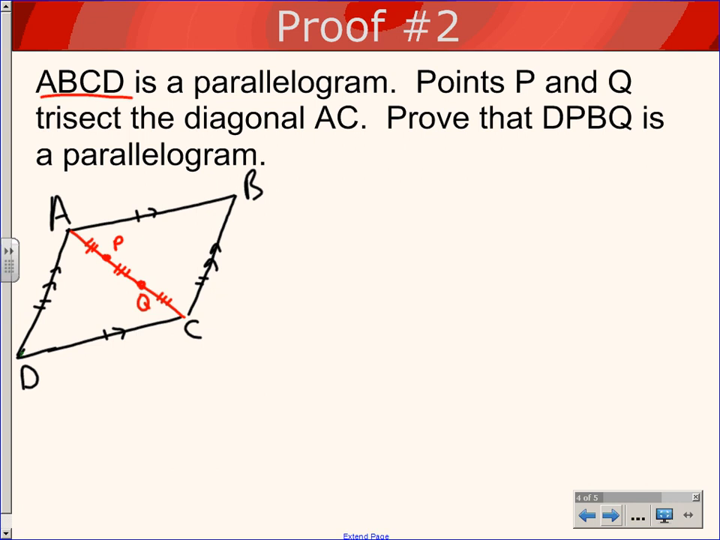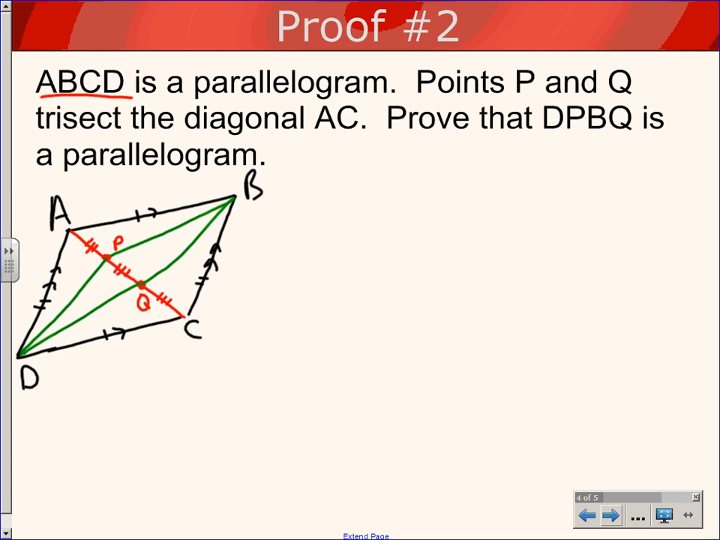So D to P to B to Q and then back again. Prove that that's a parallelogram. So I can't assume it, right? I can't put any of the dashes on there, but I'm trying to prove that it's a parallelogram, which is actually kind of a neat property, by the way. Anytime I say prove one of these, it's true. So you don't worry about trying to say, no, that's not right. It's right. It works. We just have to figure out a way to prove it. This is kind of a neat thing, right? We can construct a parallelogram this way. Start with one parallelogram, and by trisecting a diagonal, we can create another one.